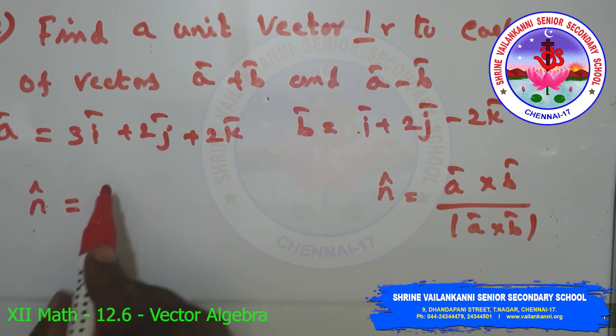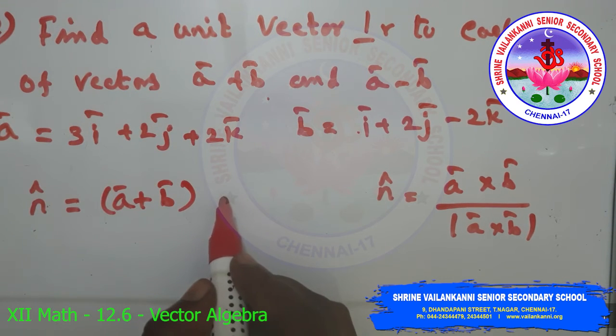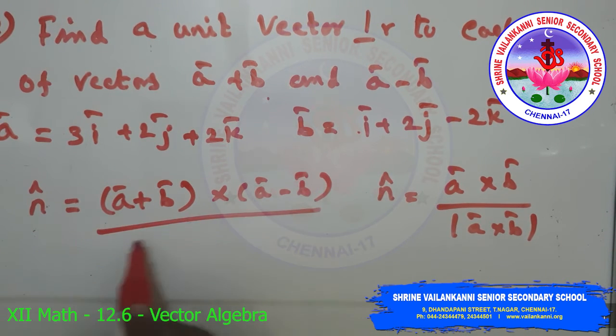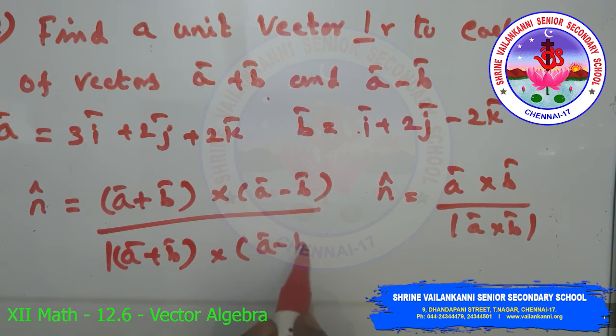So n cap equals (A plus B) cross (A minus B) whole by modulus of (A plus B) cross (A minus B).